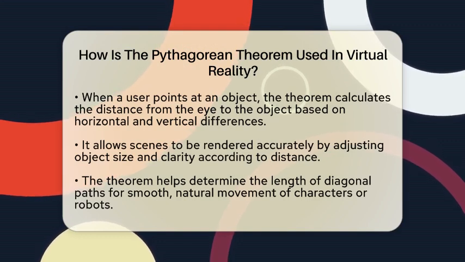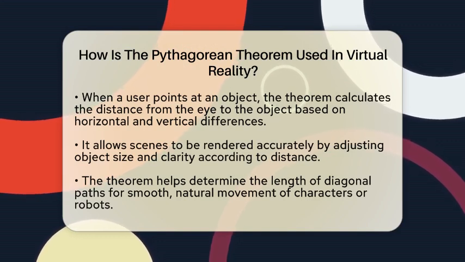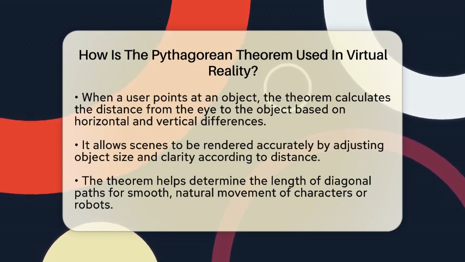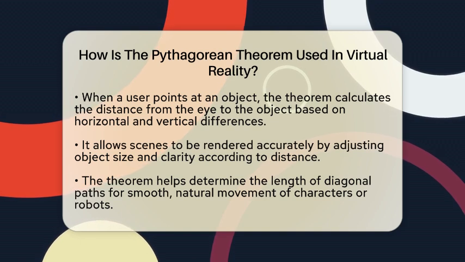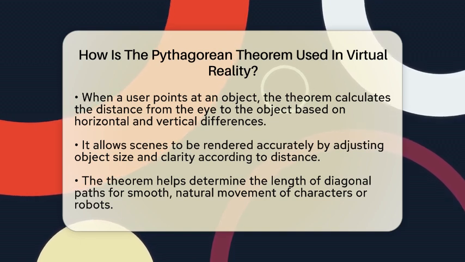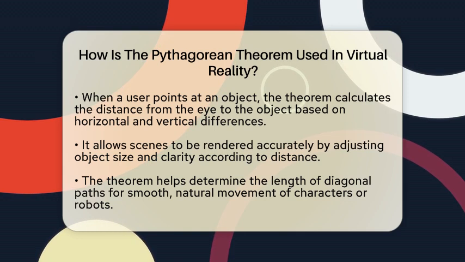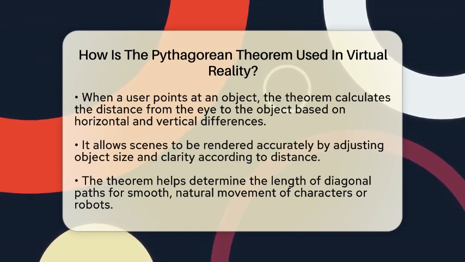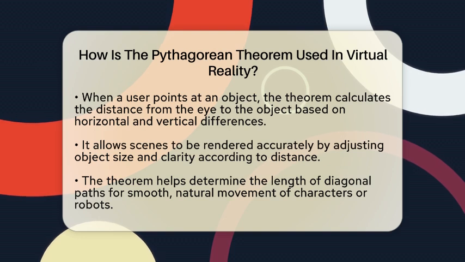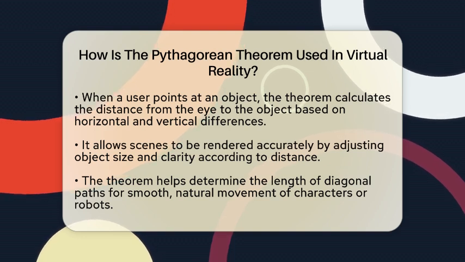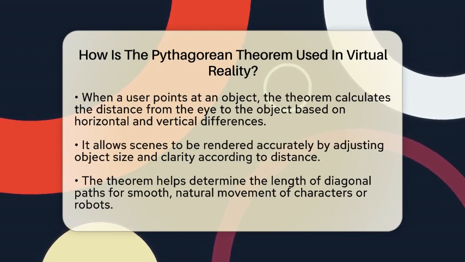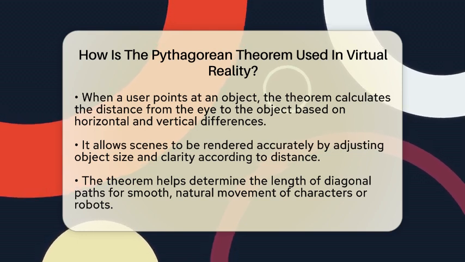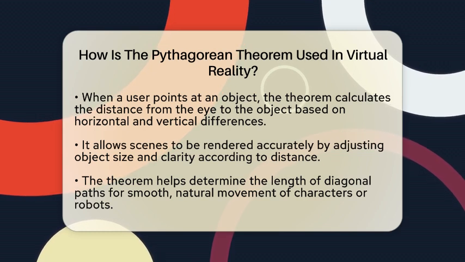For example, when a user points at an object, the system calculates the distance from the user to the object using this theorem. It treats the distance as the hypotenuse of a right triangle formed by the horizontal and vertical differences. This calculation is essential for rendering scenes correctly. If the system knows how far objects are, it can adjust their size and clarity based on distance, making the scene look more realistic. When characters or robots move through the virtual world, they often take diagonal paths.